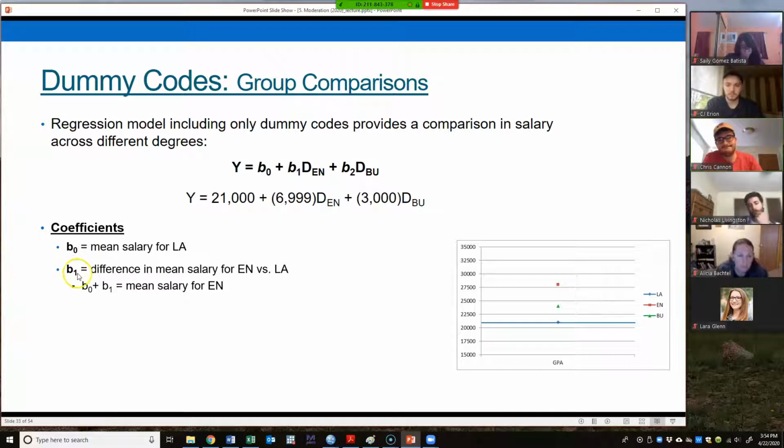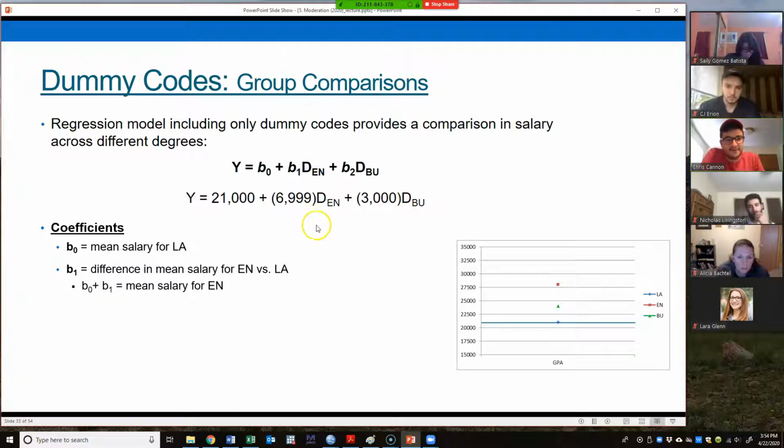So I see that my coefficient B1 here is going to be the difference in the mean salary for engineering versus liberal arts, okay? Because here's where I start, and then for B1, this is engineering. If I'm talking about engineering, then engineering is a 1. And if I'm an engineer, what's my dummy for business? Chris?